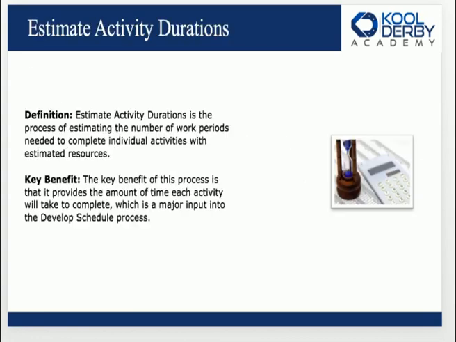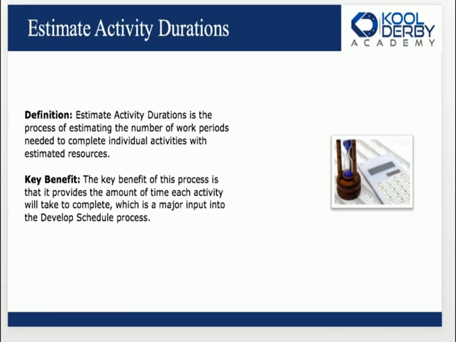Okay, so estimate activity durations is the name of the process. Don't forget that is a process. The definition: estimate activity durations is the process of estimating the number of work periods needed to complete individual activities with estimated resources. You see the word estimate like 3 times in there? Because we are in the planning process group, okay? The planning process group, we're doing estimation. What are we estimating? How long something's going to take and how many work periods based on the people, capital, equipment, technology, or the resources that are doing the work.